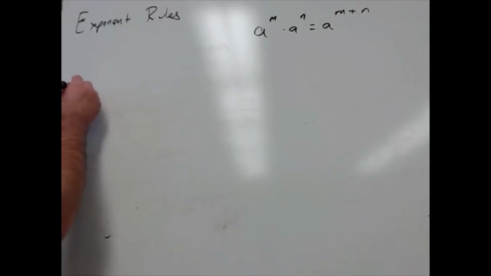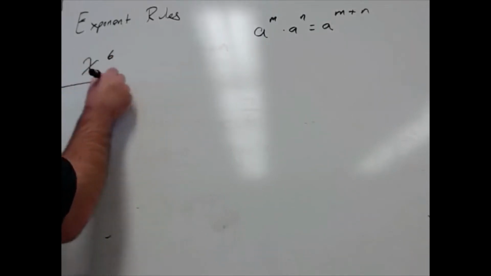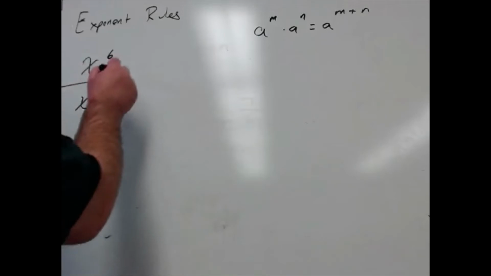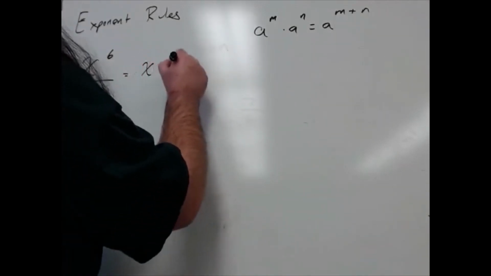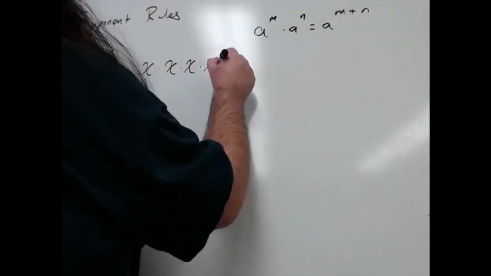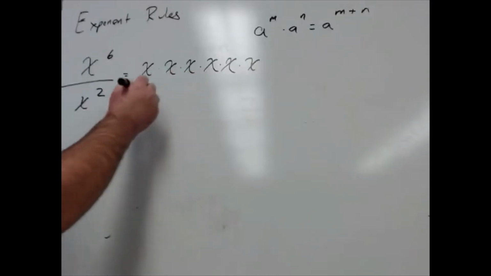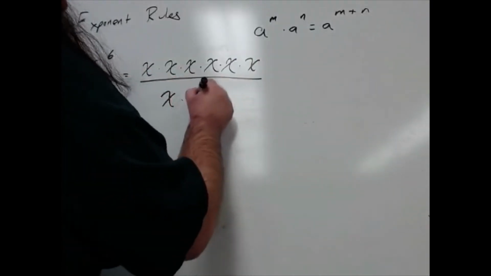So let's look at an example like this. Say if I have x to the 6 over x squared. So these two things are divided. They have the same base, but the exponents are different. In this case, I can rewrite x to the 6 as x times x times x times x times x times x. I think that's 6. And x squared, of course, can be written as x times x.